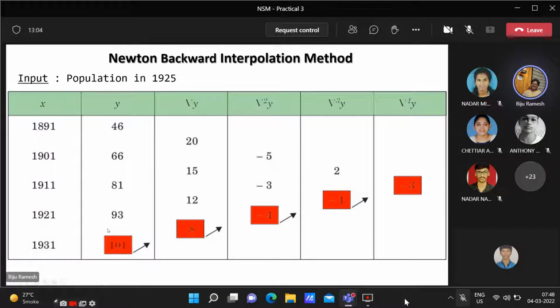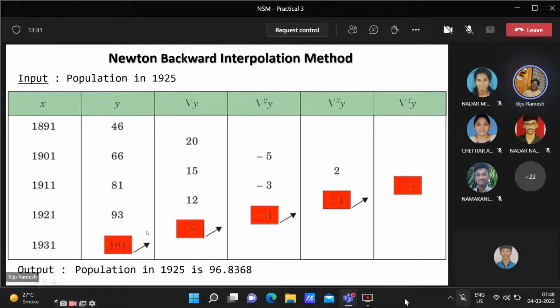Okay, so the value that you are going to get is 96.83, which is between 93 and 101. So we are on the right track. So you should get this answer. If you get an answer below 93 and above 101, then there is some mistake that you're doing in the calculation. Okay. So when you calculate, you should get an answer between 93 and 101, because 1925 is between 1921 and 1931. That is one way to cross check your answer.